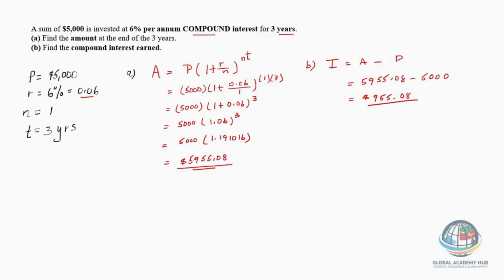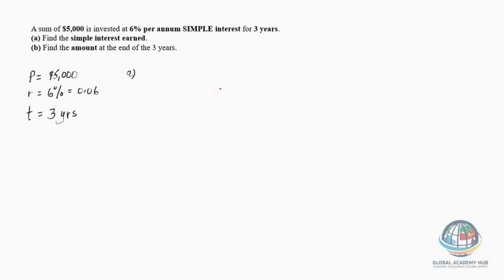So that's compound interest. What about simple interest? What if we took the same problem, sum of 5,000 invested, 6%, simple interest for 3 years? Find the simple interest earned. Find the amount at the end of 3 years. Well, the formula for simple interest is PRT, where P is your principal and R is your rate, and T is your time.